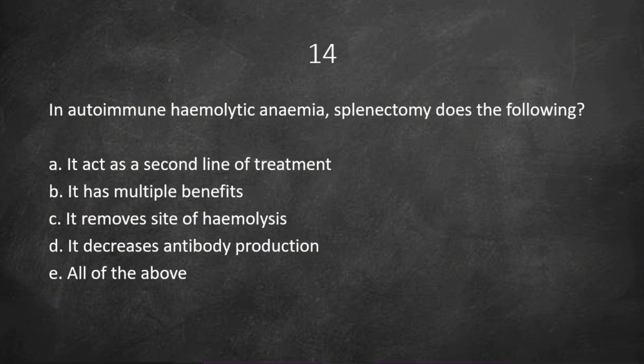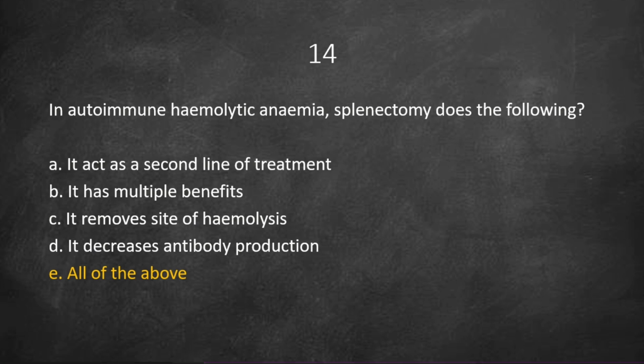Question 14. In autoimmune hemolytic disease, splenectomy does the following. A, it acts as a second line of treatment. B, it has multiple benefits. C, it removes sites of hemolysis. D, it decreases antibody production. And then E, all of the above. Okay, so the correct answer here is all of the above.